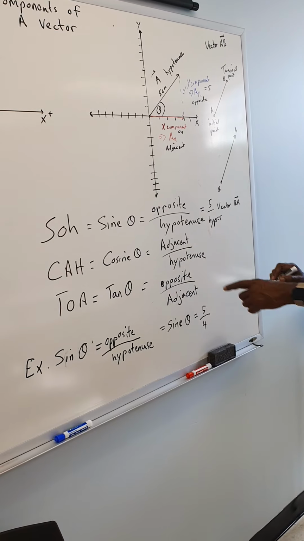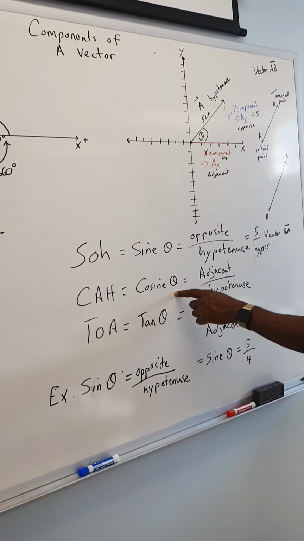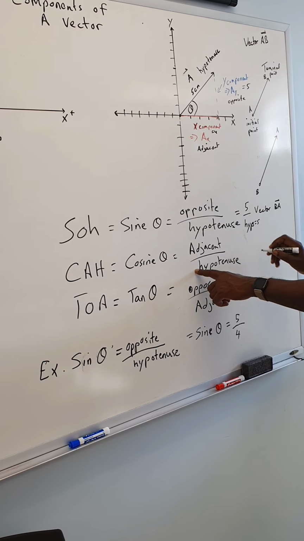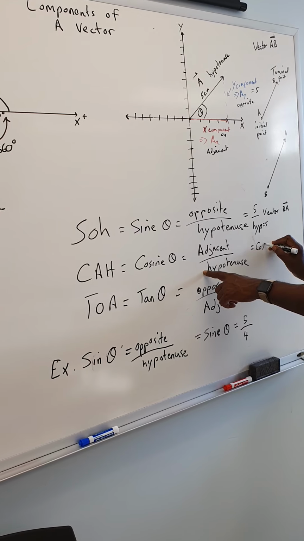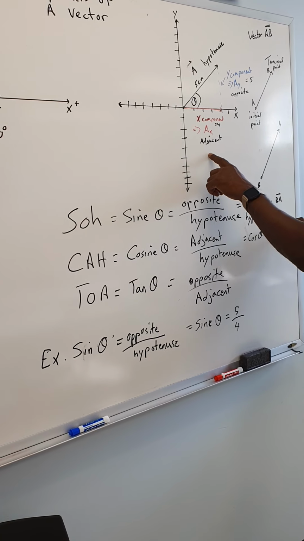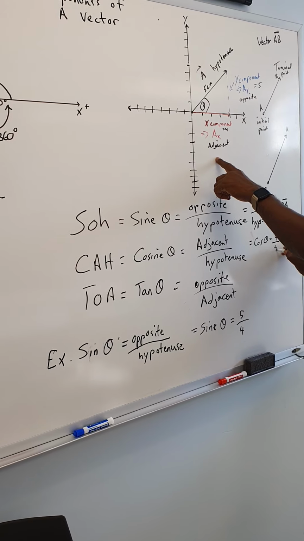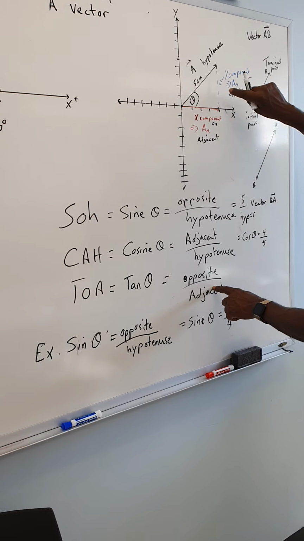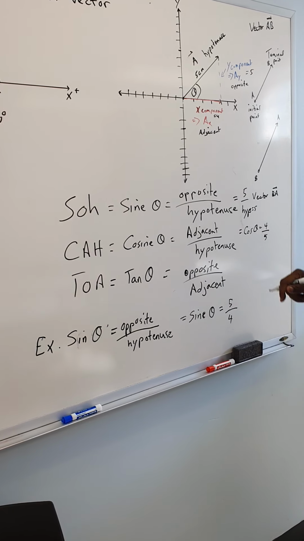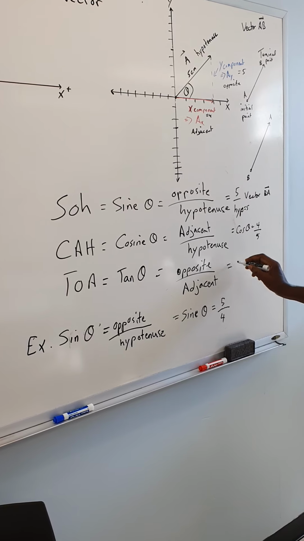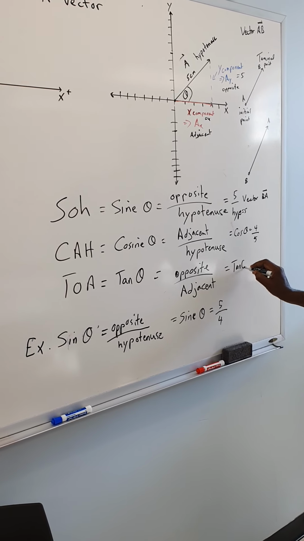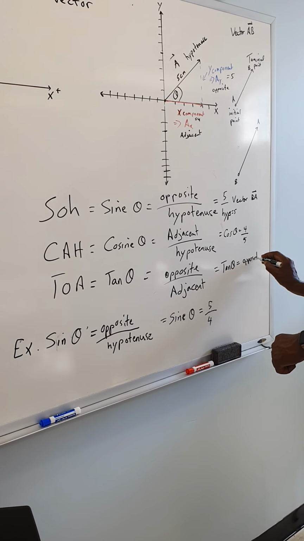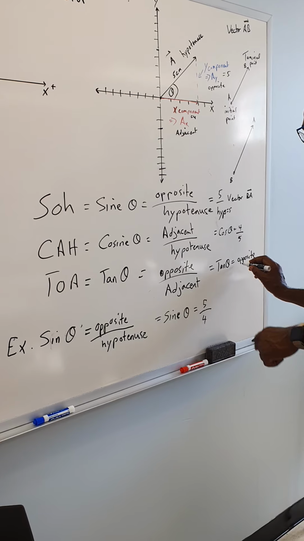All right? CAH is cosine theta, cosine of the angle, is equal to the adjacent over the hypotenuse. So cosine theta, the adjacent is 4, the hypotenuse is 5. TOA is tan theta is equal to the opposite over the adjacent, right? So tan theta is equal to the opposite over the adjacent.